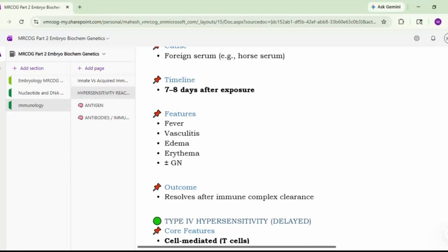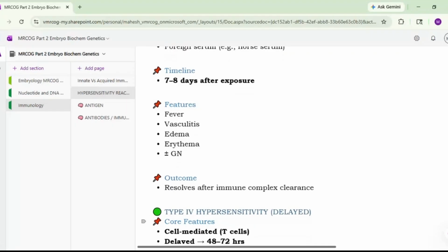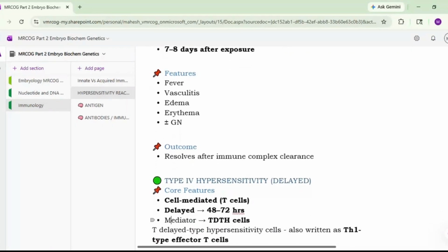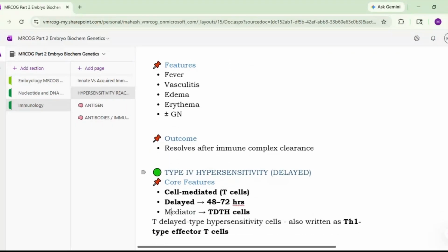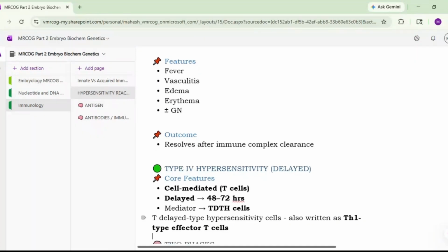We will go for the last hypersensitivity reaction, that is the type 4 hypersensitivity reaction or the delayed hypersensitivity reaction. This is also one of the frequently asked questions. It is cell mediated. We have seen type 1, 2, 3 are antibody mediated, while this is T cell mediated. It is delayed, 48 to 72 hours. The mediator here is the TDTH cell, also called TH1 cells. T delayed type hypersensitivity cells, also written as TH1 type effector T cells.